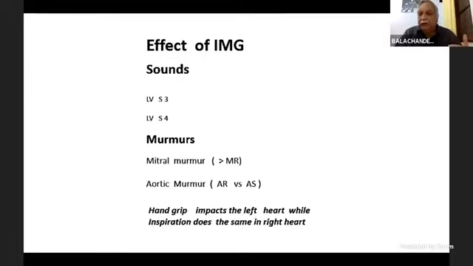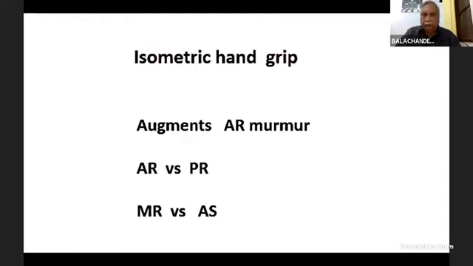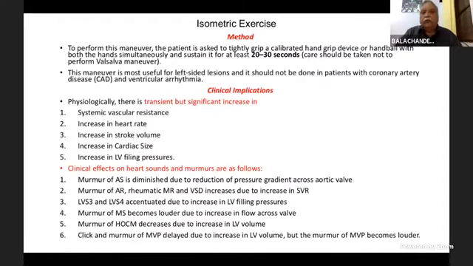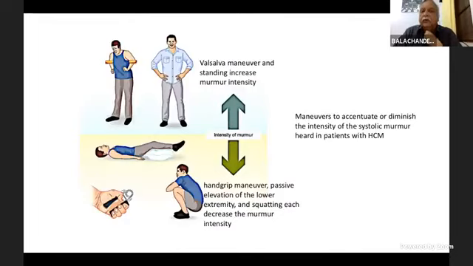Hand grip impacts the left heart, while inspiration does the same to the right heart. So the difference is that hand grip augments the left heart, whereas inspiration augments the right heart. And of course, this is the same thing between the hand grip and the Valsalva maneuver. Valsalva maneuver, standing: increase the murmur intensity, decrease intensity.